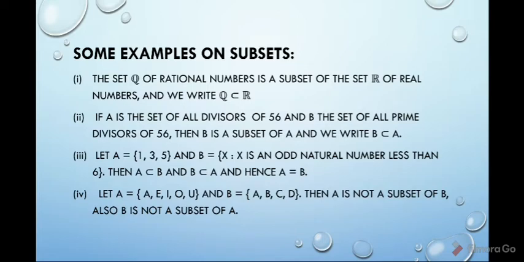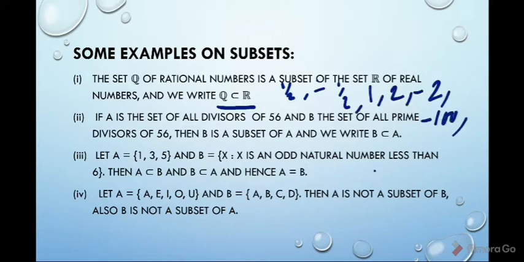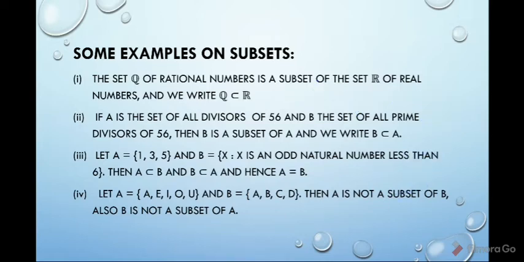The set of rational numbers is a subset of the set of real numbers. So you will write Q ⊂ R. You know this from class 9 that all the rational numbers such as minus half, half, 1, 2, minus 2, minus 100, minus 1000 by 3, these all are rational numbers in the form of p by q, and all the rational numbers are real numbers. That's why Q is a subset of R.